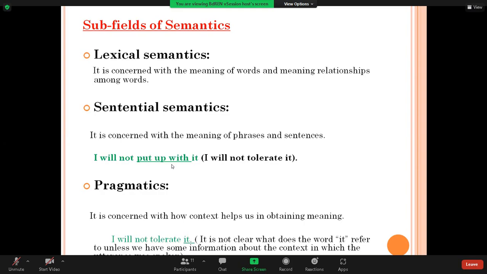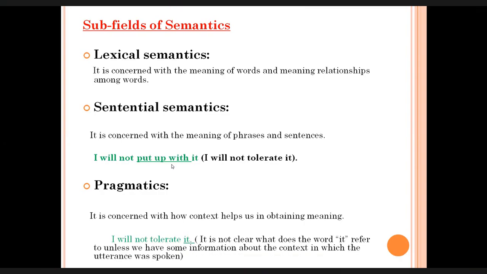So that means here you need to go beyond the meaning of word level. Word level meaning এর বাইরে আপনাকে যেতে হবে। That means you need to look at the meaning of phrases, you need to look at the meaning of sentences. And here sentential semantics can help you, as sentential semantics is concerned with the meaning of phrases and sentences.